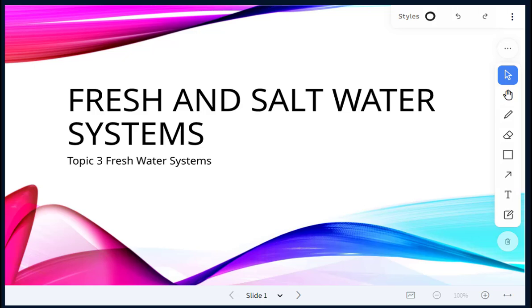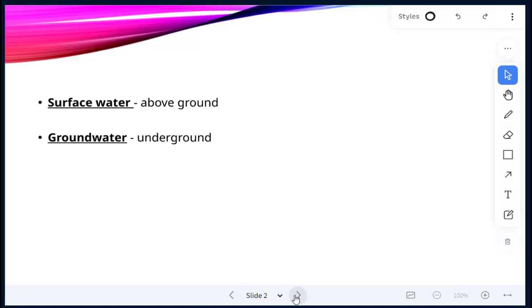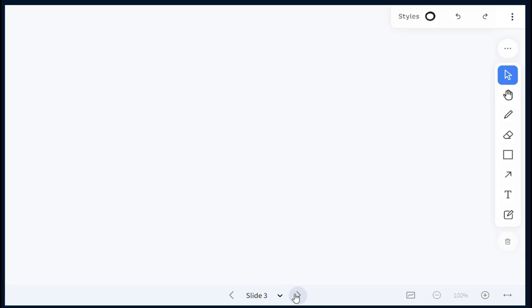Okay, so today's topic is topic 3. We're going to look at freshwater systems. Specifically, we have surface water that's above ground, and then we have groundwater that is underground. Today's class will just focus on surface water. We'll look at above ground: rivers, streams, lakes, and so on.